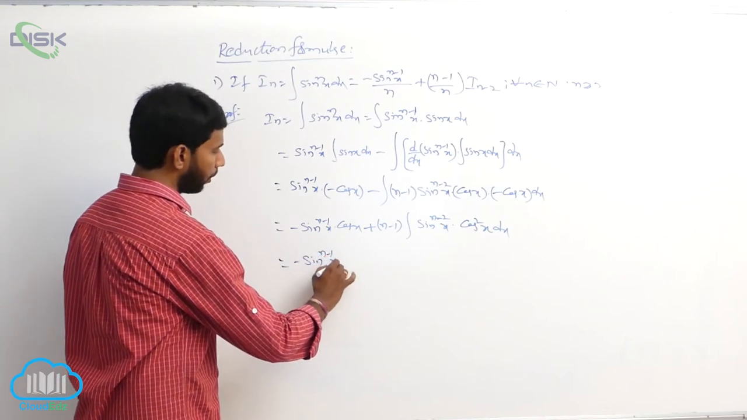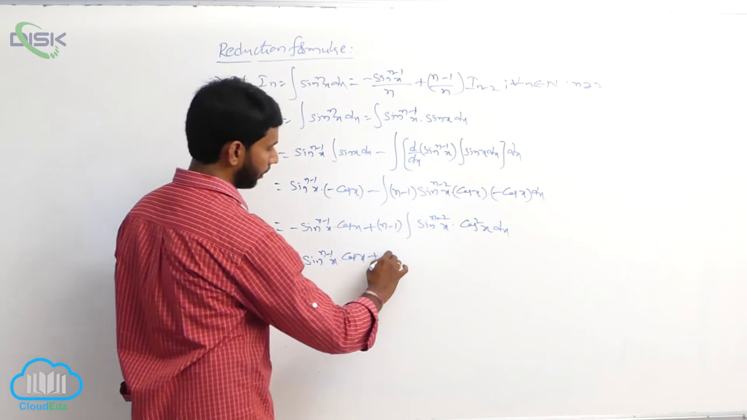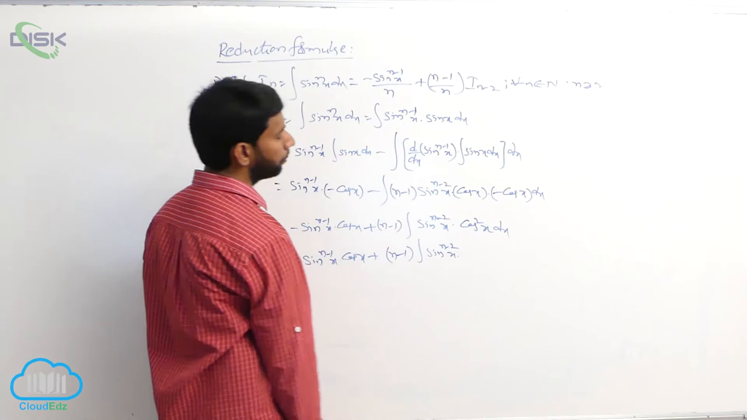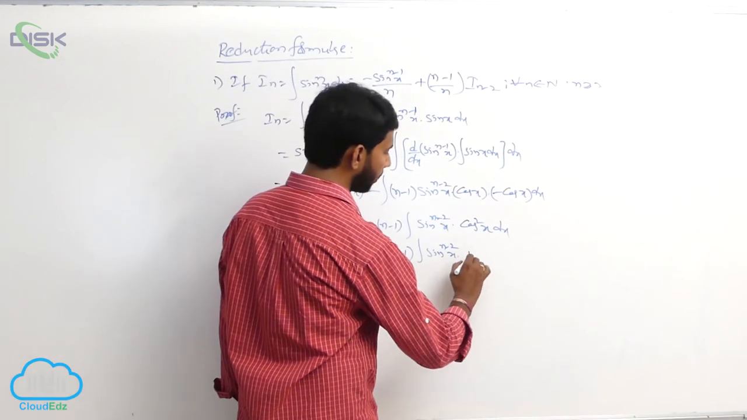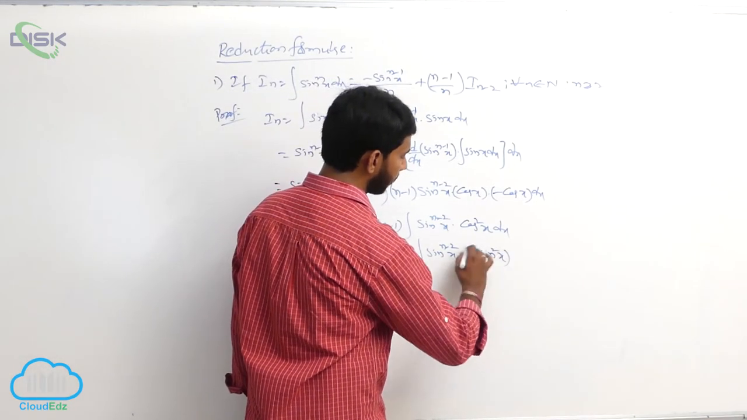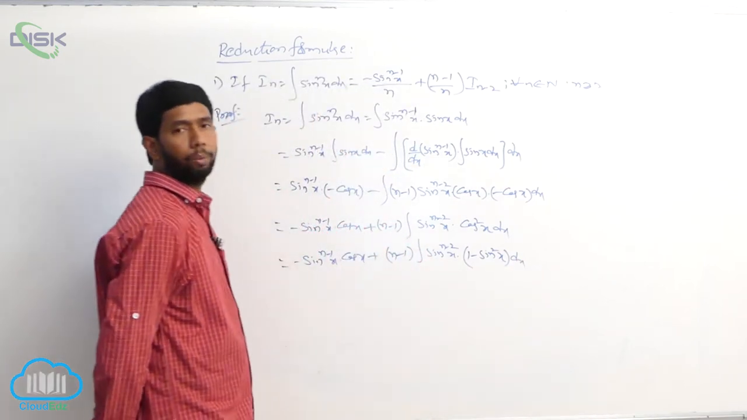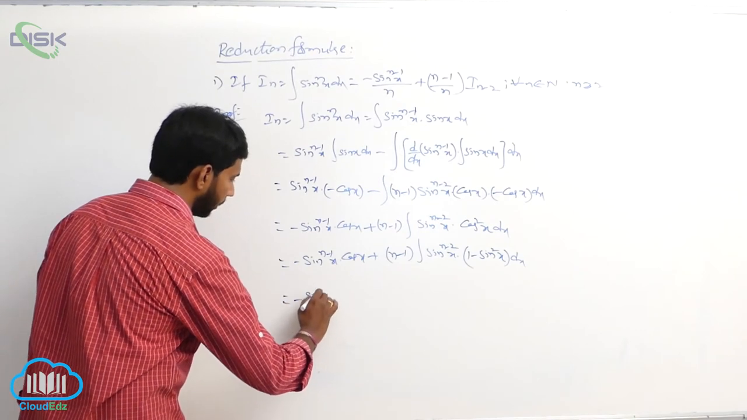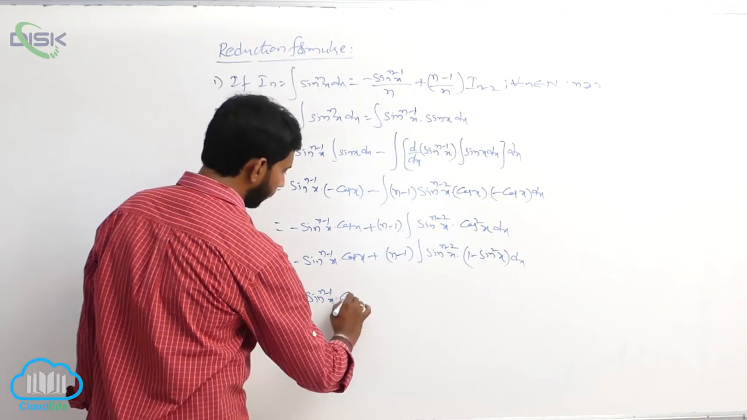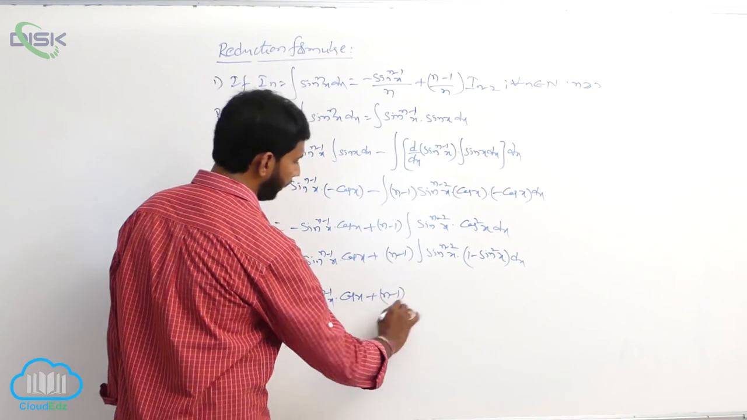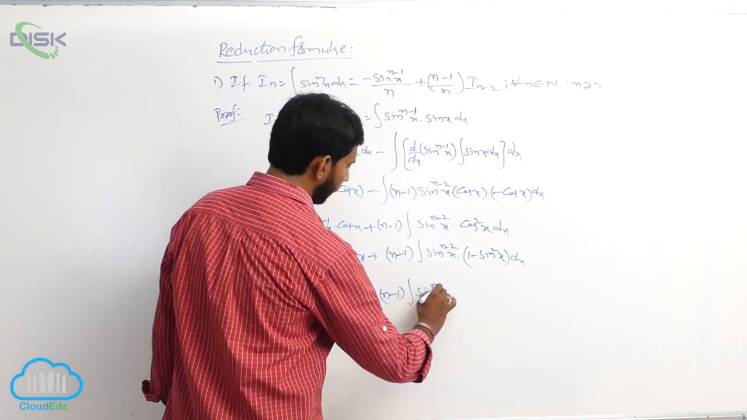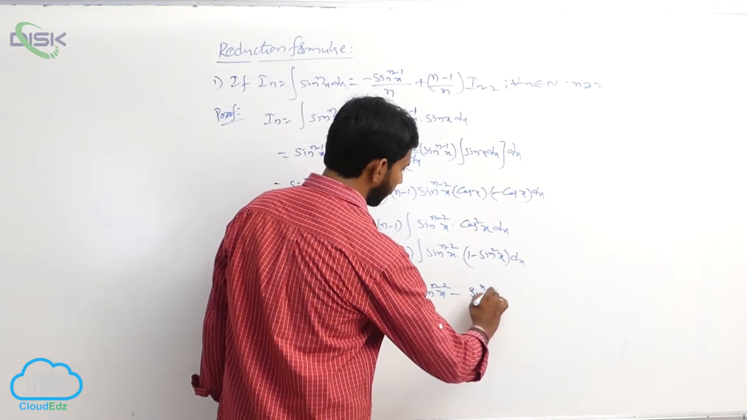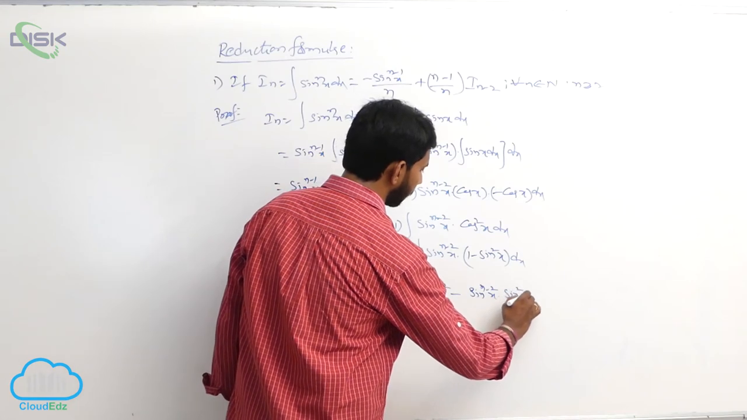It is minus sine power n minus 1 x into cos x plus n minus 1 into integral of sine power n minus 2 x into cos square x, which can be converted in terms of sine, that is 1 minus sine square x dx. Multiply sine power n minus 2: minus sine power n minus 1 x into cos x plus n minus 1 into integral of sine power n minus 2 x minus sine power n minus 2 x into sine square x dx.